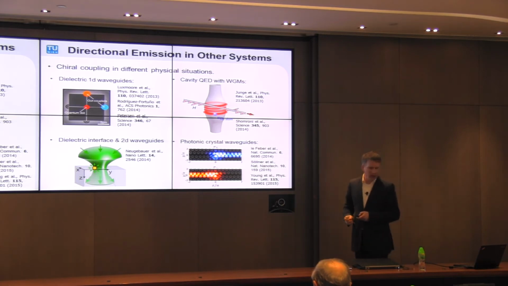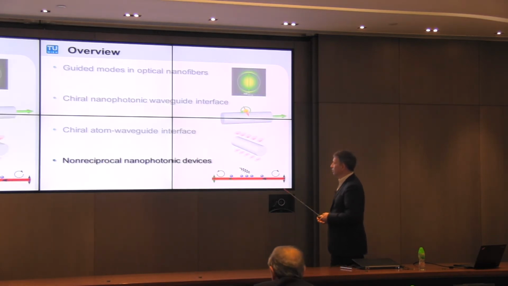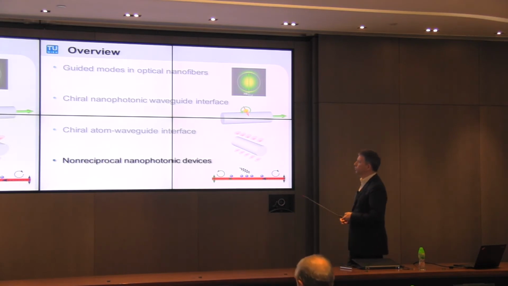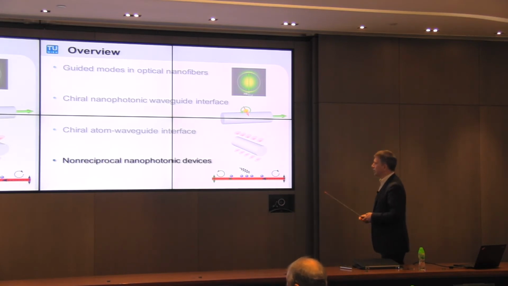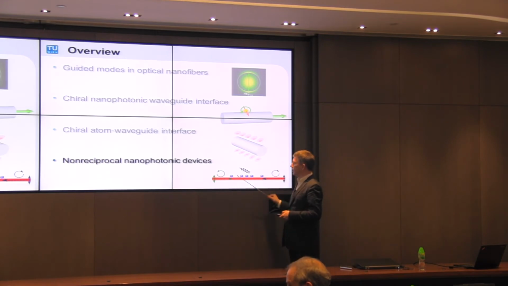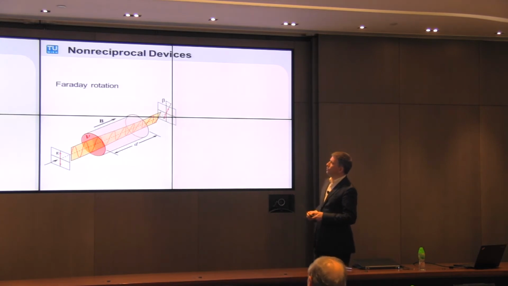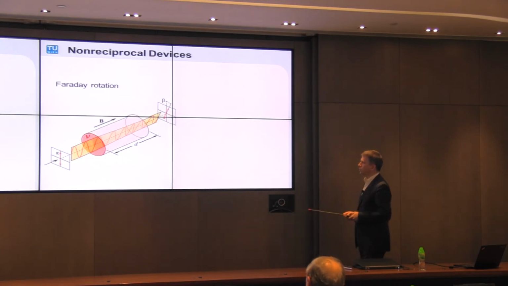So with this, let me just check. Good. I come to some useful application of all this directional coupling, which is actually realizing non-reciprocal nanophotonic devices, where the light transmission is different from the left and from the right. So maybe first a few general words about non-reciprocal devices.